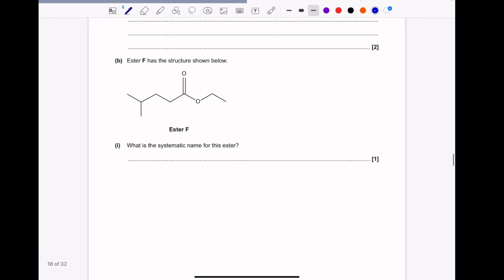Then for part B, ester F has the structure shown below. What is the systematic name for this ester? Esters are made by alcohols and carboxylic acids, so when you write its name, the alcohol name comes first. This would be the alcohol, and that looks to be a 2-carbon alcohol, so ethanol, which you write as ethyl. And the rest of it will be the carboxylic acid, which in this case is 5 carbons long, and there looks to be a methyl group on the 4th carbon. So this would be 4-methylpentanoic acid, which you write as 4-methylpentanoate.